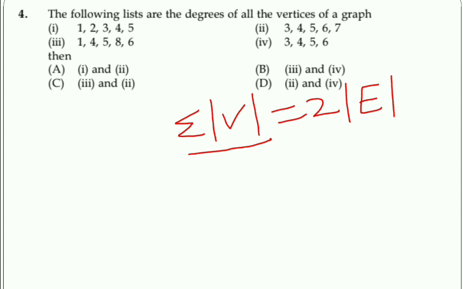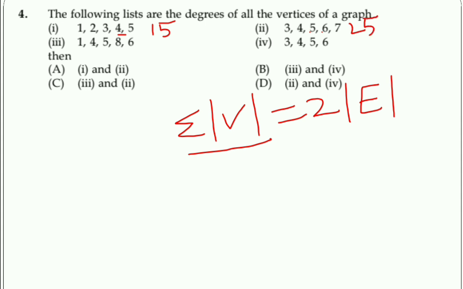So for the first option, 1 plus 2 plus 3 plus 4 plus 5. 1 plus 2 is 3, plus 3 is 6, plus 4 is 10, plus 5 is 15. So 15 is the sum of the degrees of the vertices. Next, the second one, 3 plus 4 is 7, 12, and 18, and 18 plus 7 is 25. So here the sum of degrees of these vertices is 25.